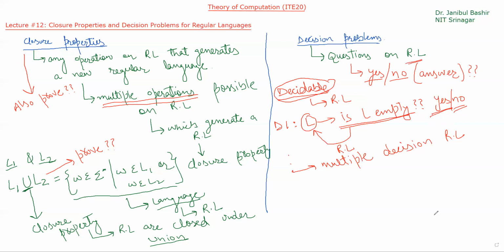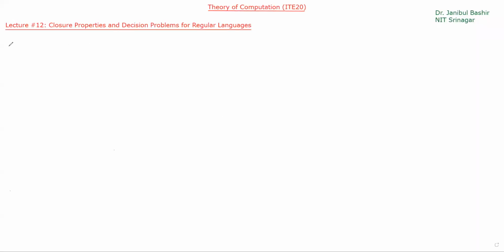So this will be the topic of discussion of this particular lecture. One, closure properties, and another, decision properties. So let me first discuss the closure properties, and after completing closure properties, we will see the discussion about the decision problems. So let me rub this and let's start the discussion about the closure properties of regular language. Okay.